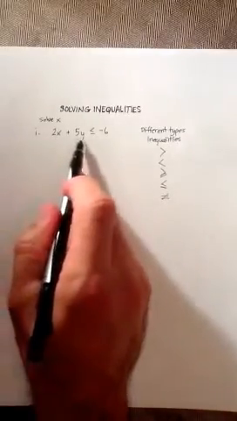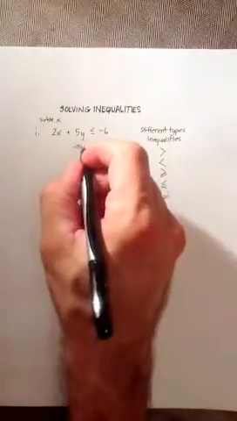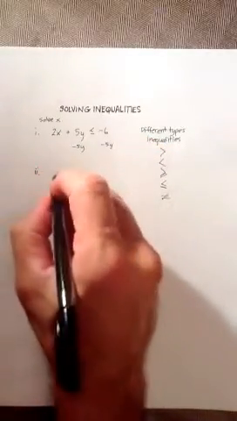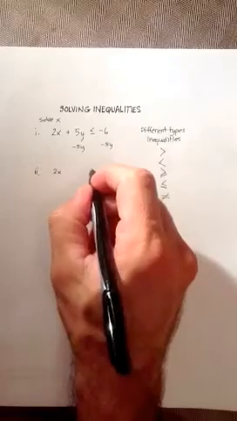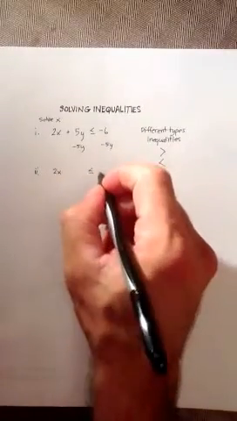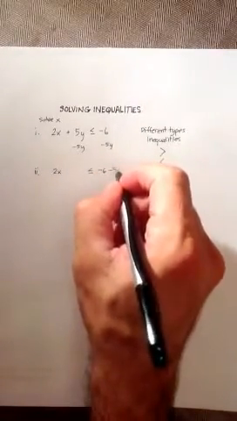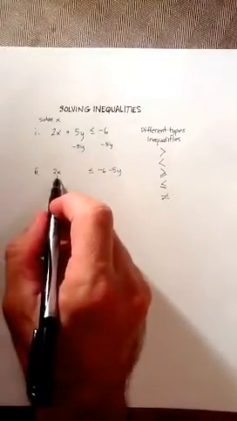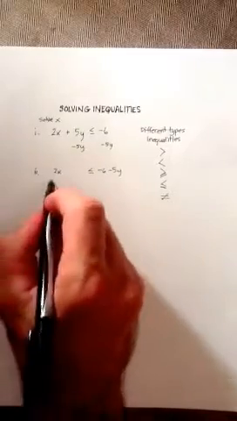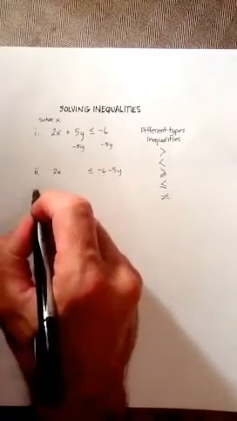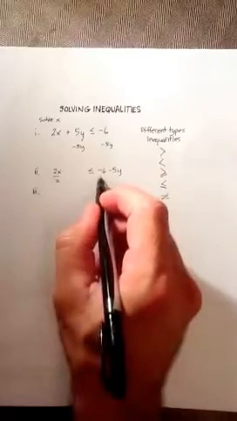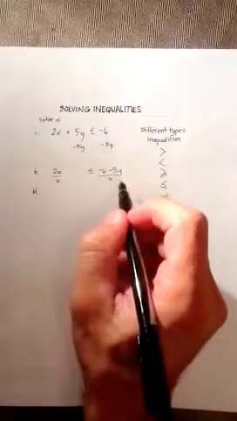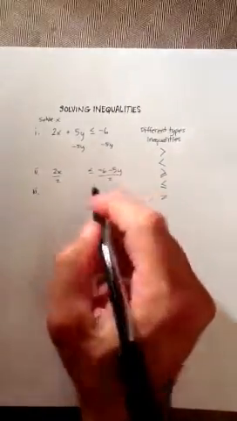The first thing I'm going to do is subtract 5y from both sides. And that's going to give me 2x is less than or equal to negative 6 minus 5y. Now I'm almost ready to solve for x. Here's my third step: divide by 2. Divide this whole side by 2, because remember, whatever you do to one side, you've got to do to the whole other side.